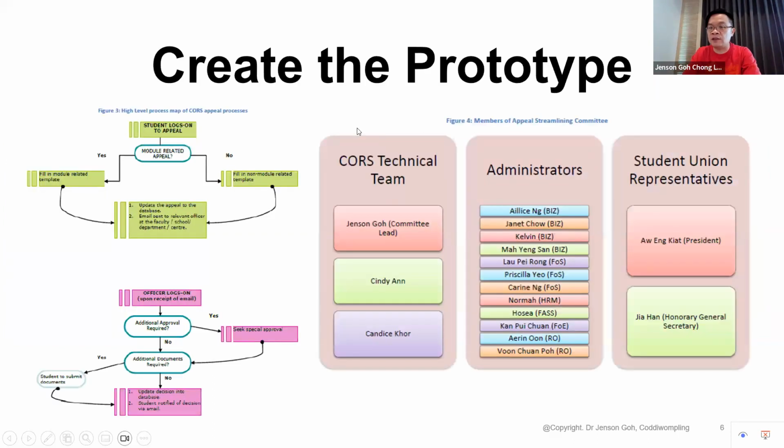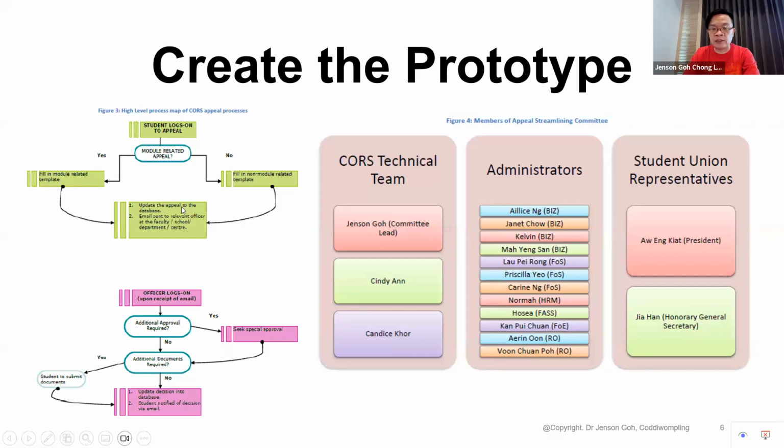And as we do that, we start to create a prototype. We form a steering committee consisting of my technical team, the 3 of us, with all the faculty admins represented here. We also asked the student union representative to be there, because they will provide us with information on whether certain interface or process changes will help them or not. So we have both faculty admins and students in a position to give us good feedback. And from there, we start to map out the current as-is process of how appeals are handled. As you can see, the high-level appeal process is listed here.